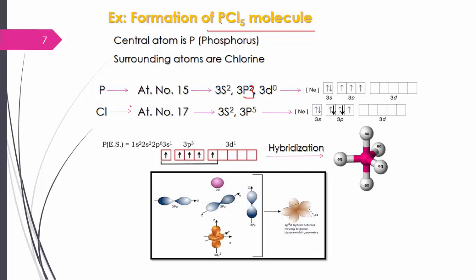So now what happens at the time of hybridization? Whenever the surrounding atoms come close to the central atom, the ground state of the phosphorus changes. We require sp3d, meaning we require the s orbital, 3 p orbitals and 1 d orbital, and the paired electrons of the s orbital become promoted to the vacant d orbital. Now the s orbital becomes unpaired, 3p3 already has 3 unpaired electrons, and 1 electron is shifted from the 3s orbital to the vacant 3d orbital. So here there is one unpaired electron, here one, here one, and here also one unpaired electron.